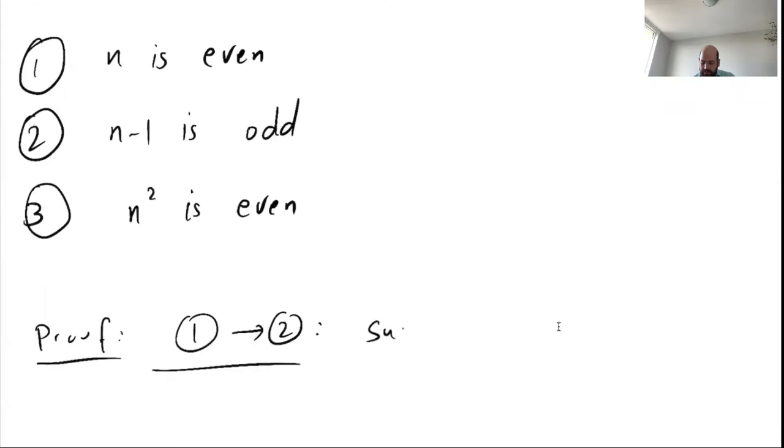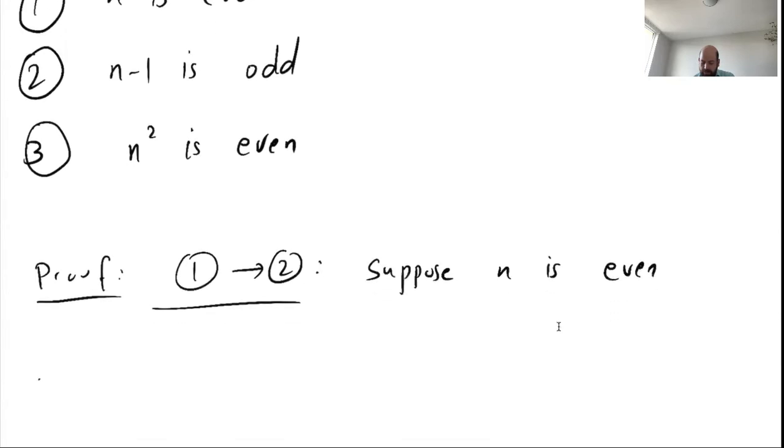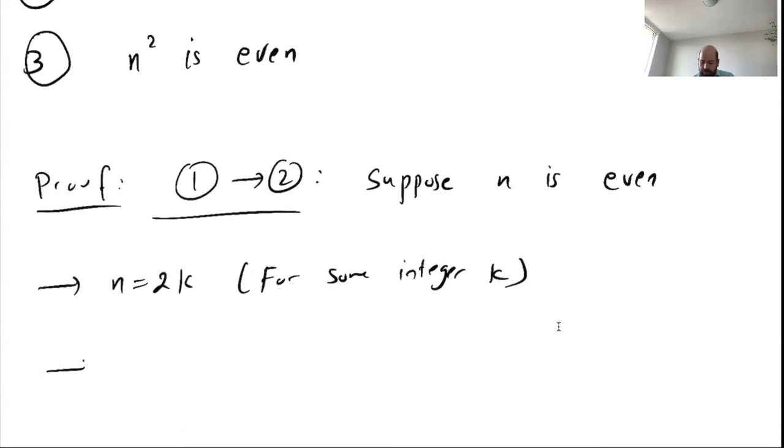suppose n is even. Then n is equal to 2k for some integer k. So n minus 1 would be 2k minus 1. If n is 2k, n minus 1 would be 2k minus 1. Now, we want to show n minus 1 is odd.